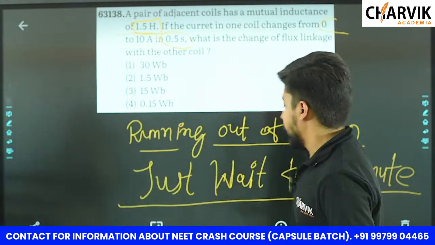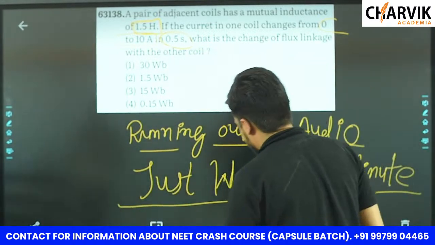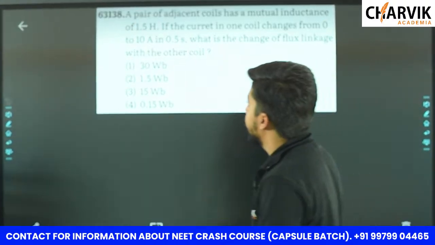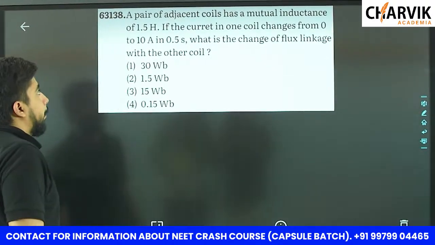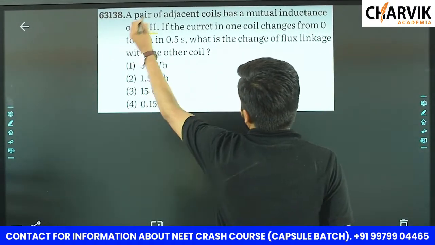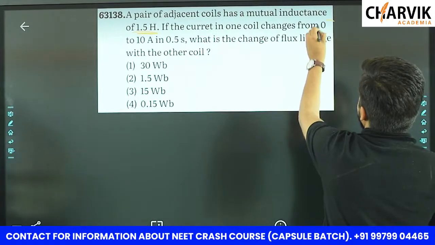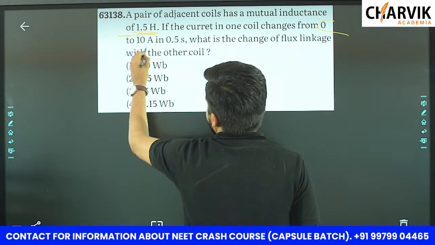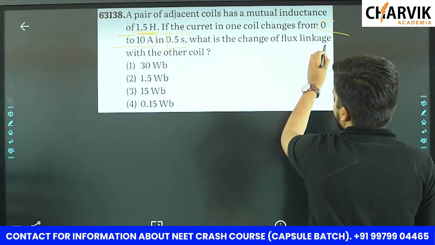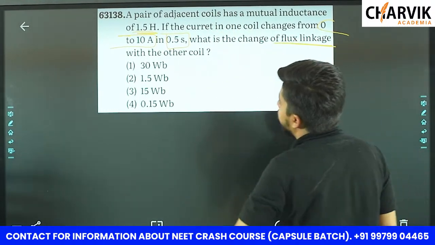Okay. So again, due to technical issues, we ran out of audio and we are back. So let us start with this question again. A pair of adjacent coils has a mutual inductance of 1.5 Henry. If the current in one coil changes from 0 to 10 ampere, the change in current is given, and the change in time is given. What is the change of flux linkage with the other coil?